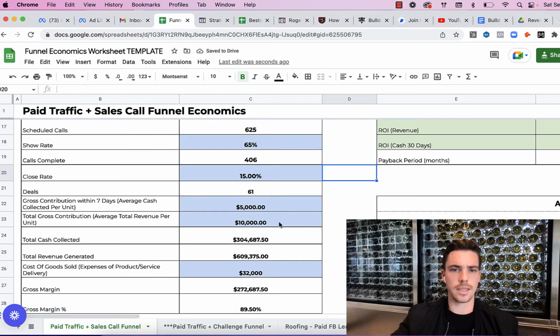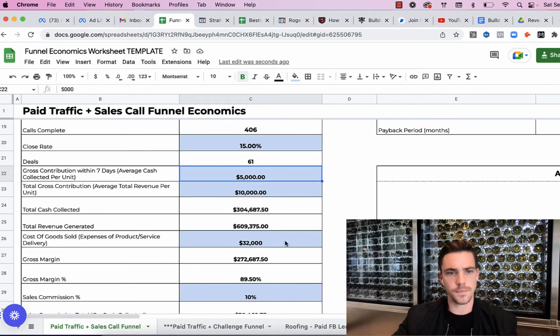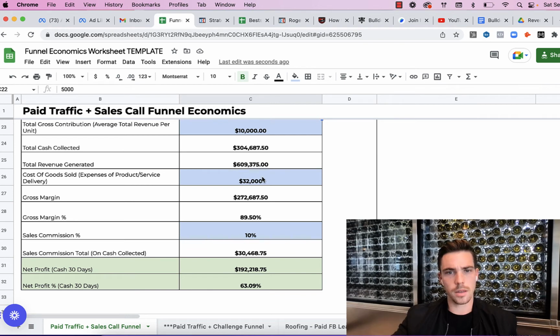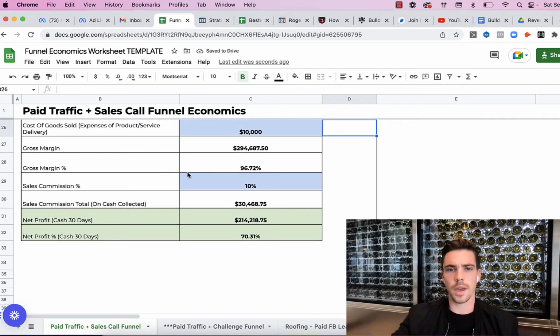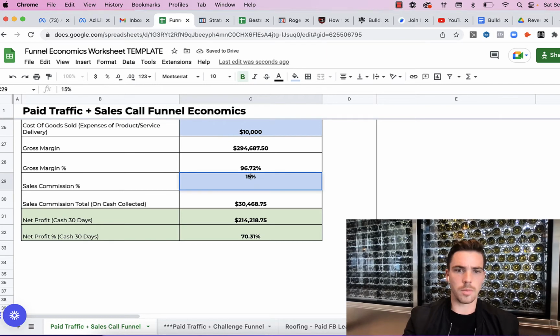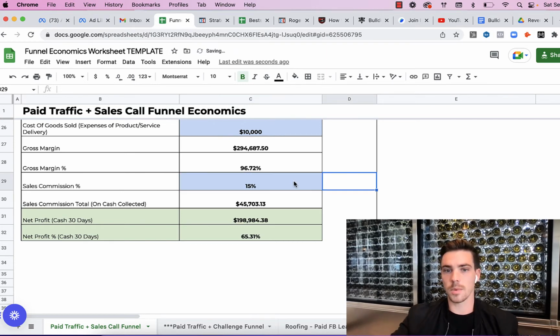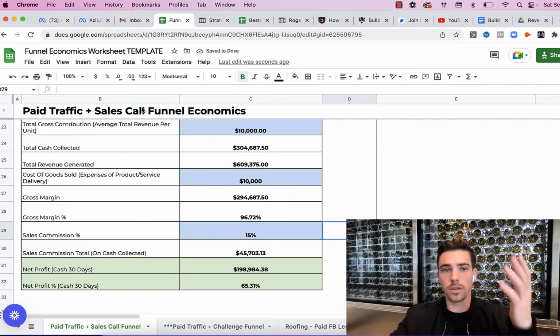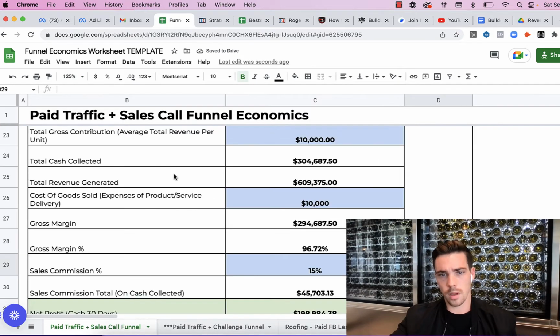And then let's say we're selling a $10,000 product. And then let's say our average upfront cash collected amount that we're collecting is $5,000. Okay. And let's say cost of goods is just $10,000 in this example. And let's say we're paying 15% to our sales team, to our sales reps, our closers. If all those numbers are true, then we spit out a number here.